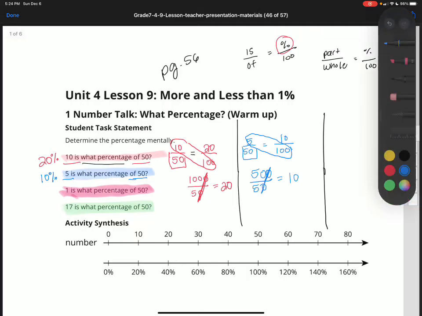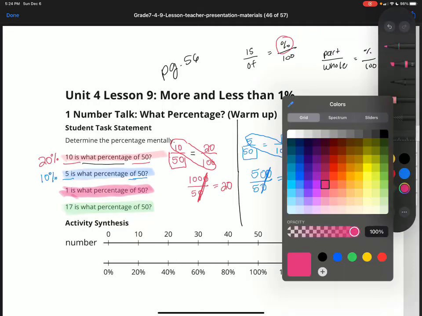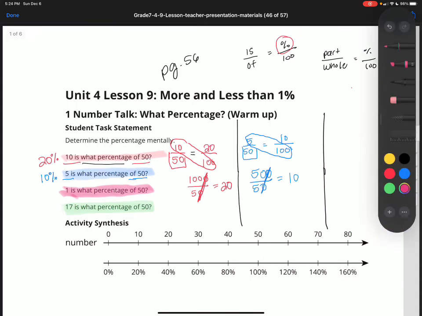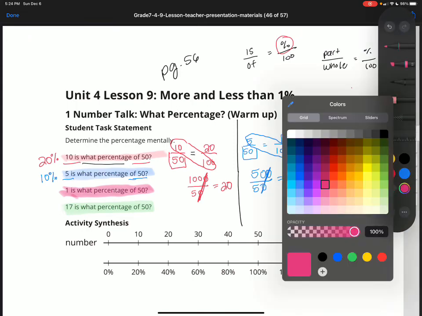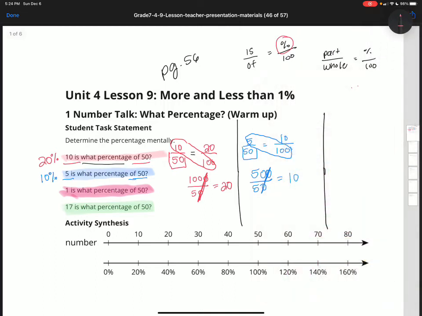So the next one, I said I would use pink, and here we go. I'm going to use a kind of distinct pink. Let me use a lighter pink. Okay, so 1 is what percentage of 50? Just like we said, 1 is the part, 50 is the whole, and let's go 1 over 50 is equal to, and the percent is missing, over 100.